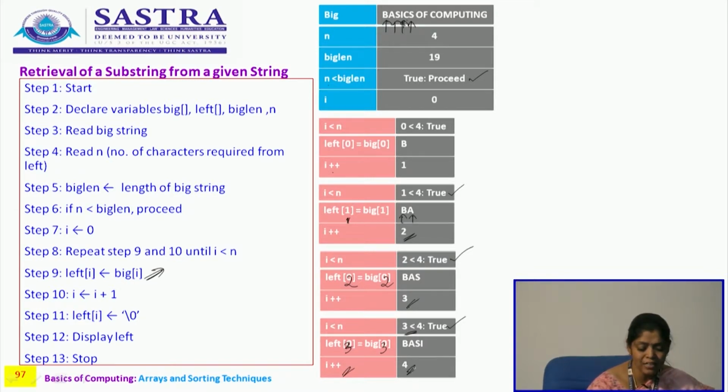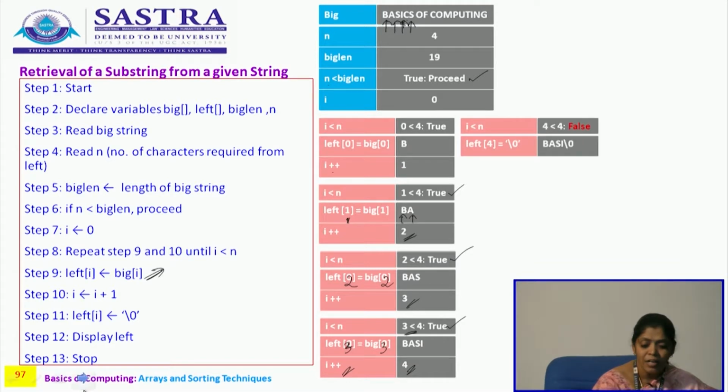After that, let us increment our I value by one step, but this time it is not less than n, which is equal to n. So the condition fails and you come out. Once the condition fails and we come out, we have to store null in the ith position. Your I is actually 4. So in the fourth position, meaning 0, 1, 2, 3, we have left of 4 stored as null.